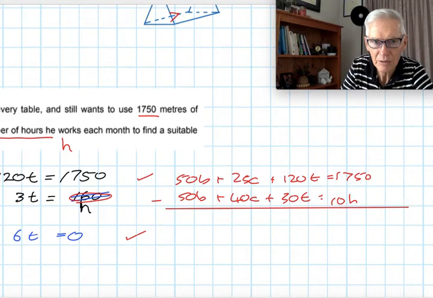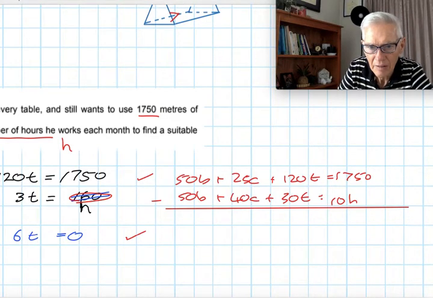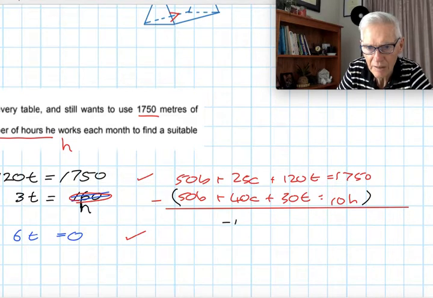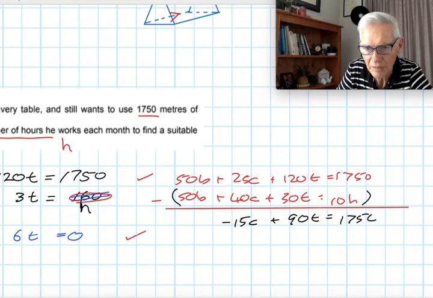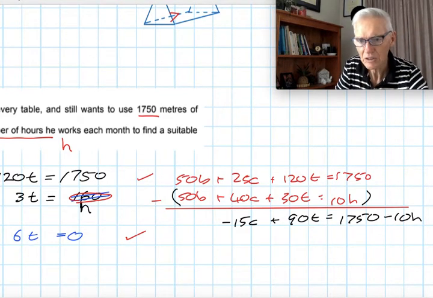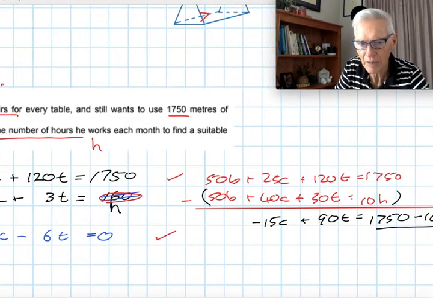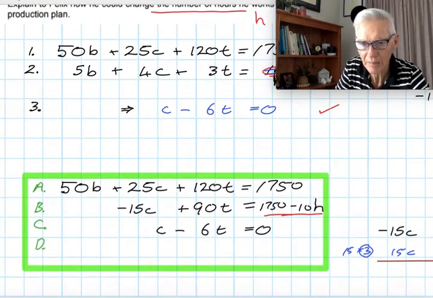Let's go back and get our right pen here. This one here. 50, and we're subtracting away this whole equation. 50 minus 50 is nothing. 25 minus 40 is negative 15c. And 120 plus minus 30 is 90t. And this, instead of equaling 0 like last time, is 1750 minus 10h. So we leave it like that in terms of h being the number of hours. So that's my equation here. That's why I've got 1750 minus 10h.